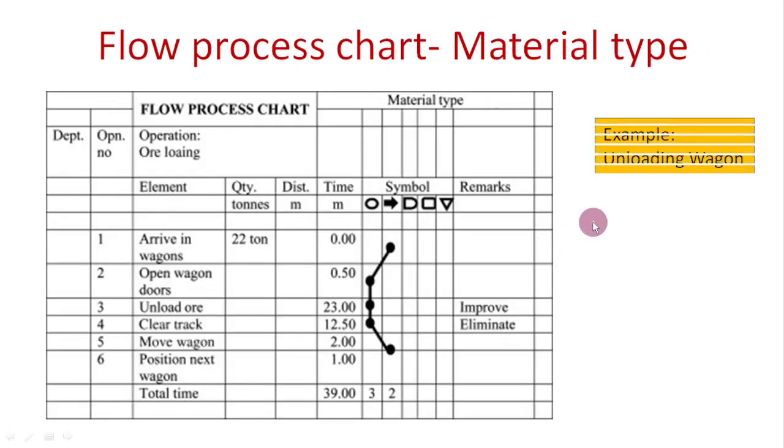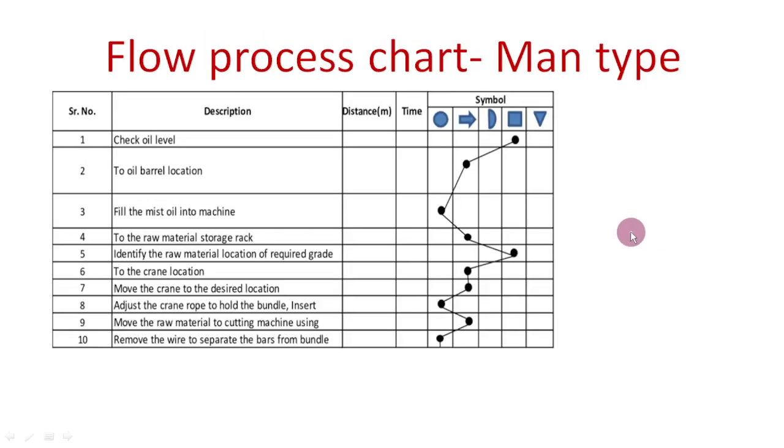Another example is the unloading of the wagon. So wagon arrives, it is a transport. Opening of the door of the wagon, it is operation. Then unloading the wagon, it is operation. Then checking whatever goods we have received is the operation. Then once it is completed, the wagon will go back. So it is a transport. So like that, the material activities will be mentioned on the flow process chart.